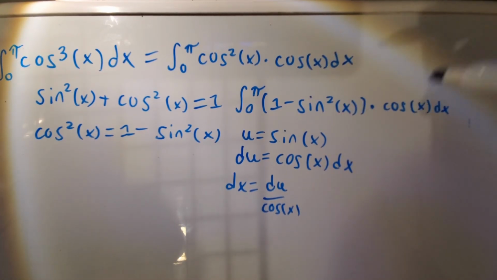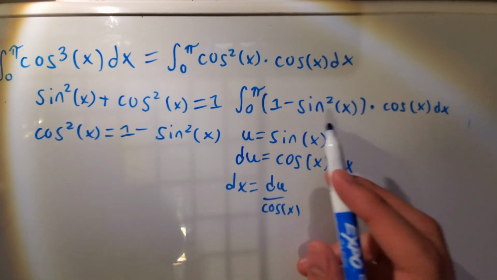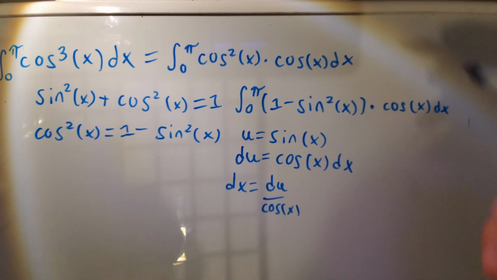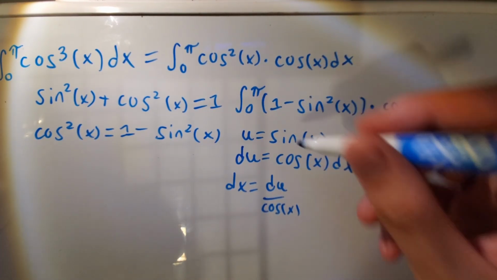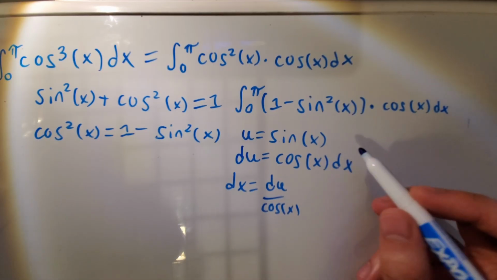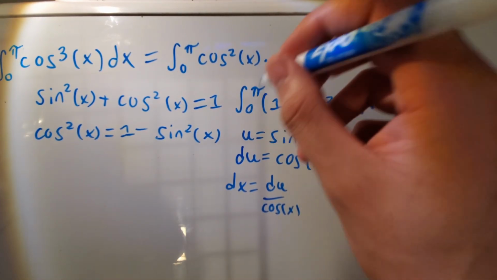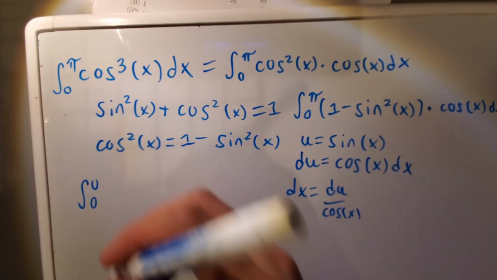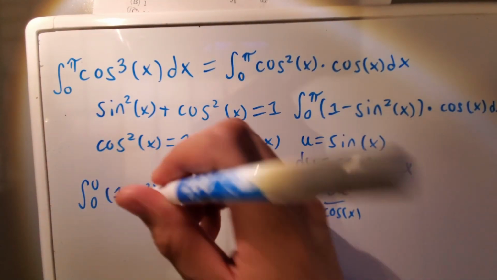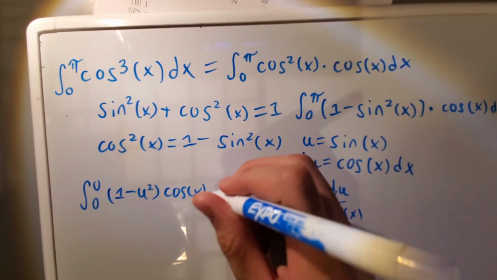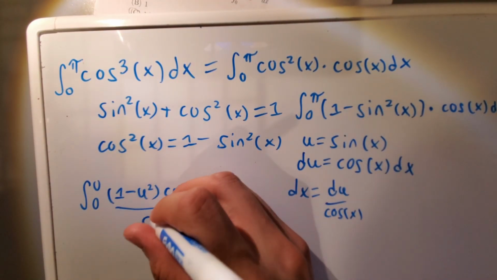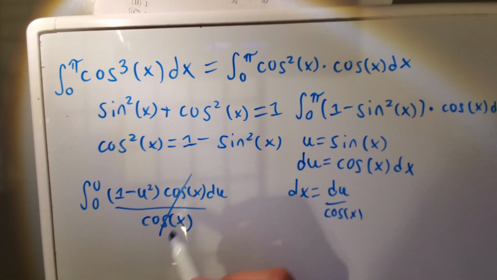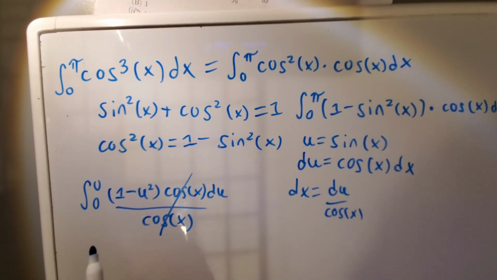But here's a cool thing about this question. Just looking at this, I know that this is going to evaluate to 0. The answer to this entire thing is going to be 0, because the original boundaries are 0 and pi. When you plug 0 and pi into sine x, it'll equal 0, so the new boundaries will become 0 and 0. The new integral will look like this: integral from 0 to 0 of 1 minus u squared times cosine of x du over cosine of x. Then cosine cancels out and you can evaluate it from there, but it's pointless because the boundaries are the same. So the integral is going to be 0.